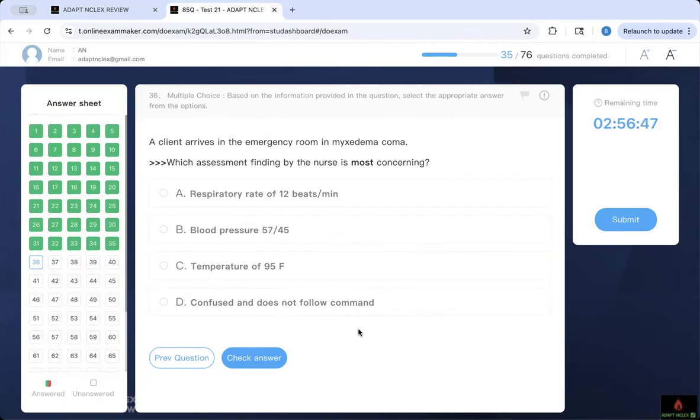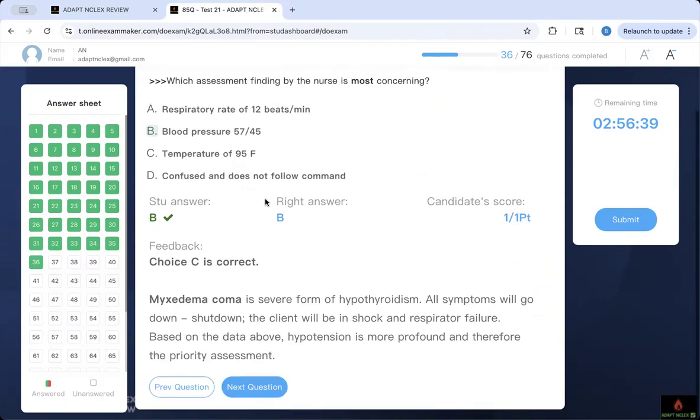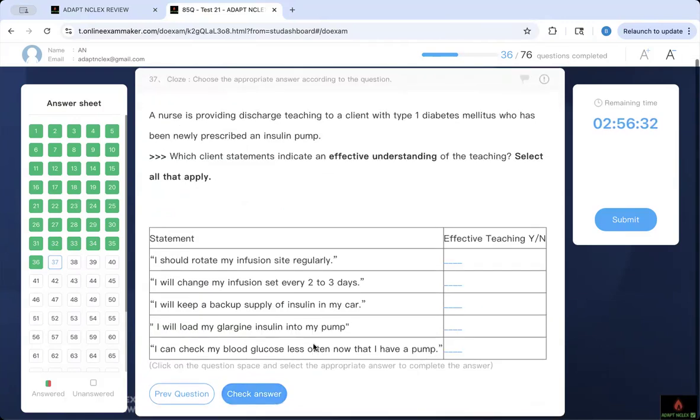The place you should worry about is their heart. When they are in shock, everything stops. Therefore, I worry about their blood pressure. The respiratory rate of 12 is not that bad. Even though they're confused and don't follow commands, the neurological change is because they are in shock. The blood pressure is too low.